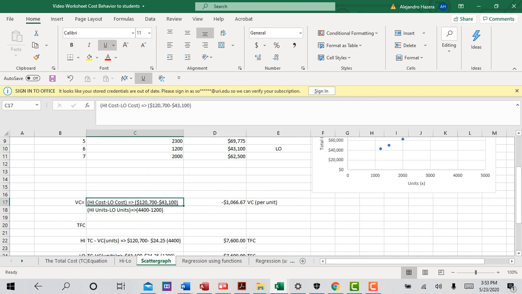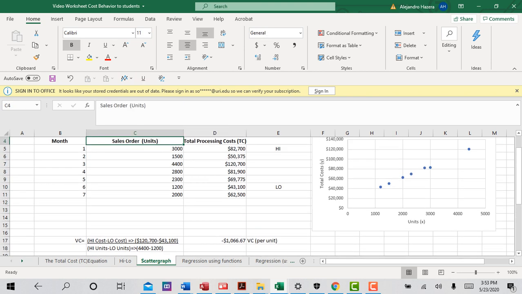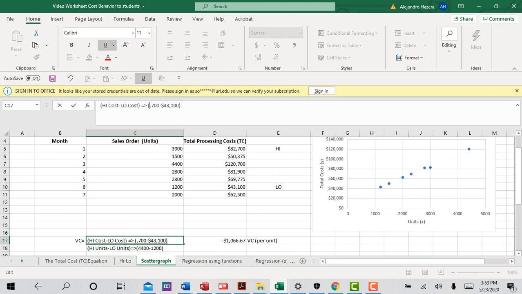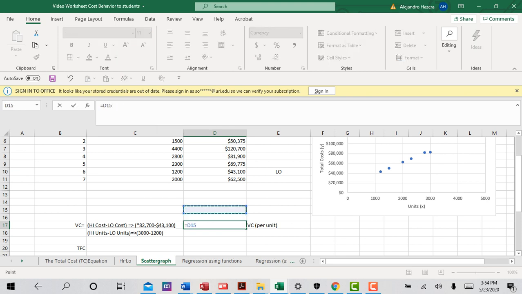Okay, so the high point is no longer going to be $120,700. The high point is now going to be $82,700. We're pulling out the outlier, so it's going to be $82,700, and the high point will no longer be 4,400 units, but it's going to be 3,000 units. We're keeping the low point the same. Okay, so that's what we're going to do.